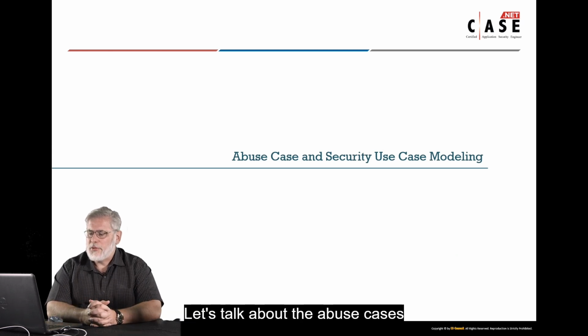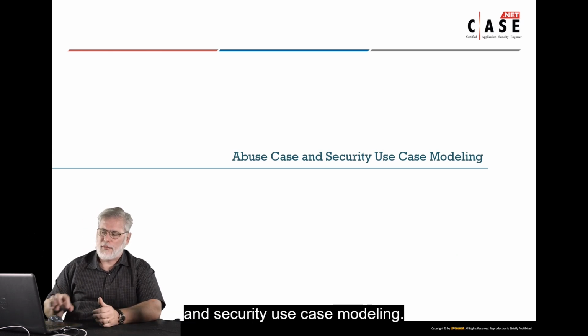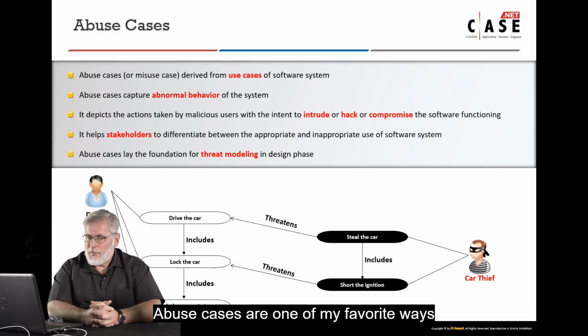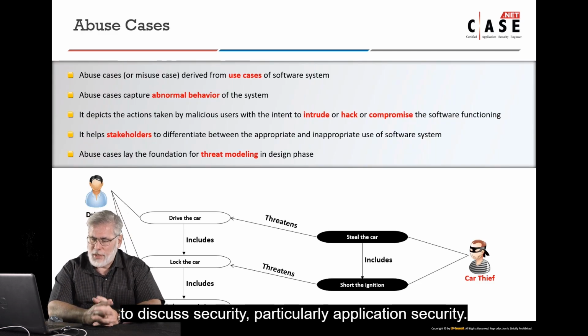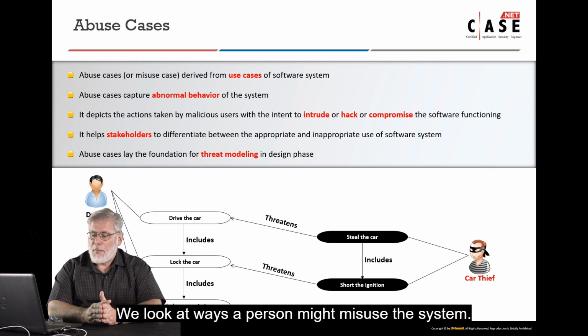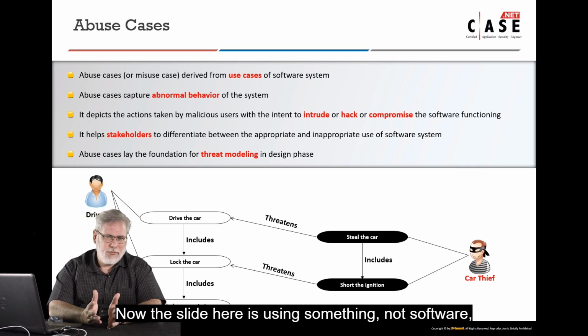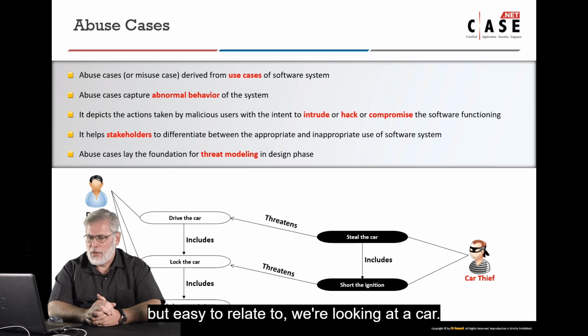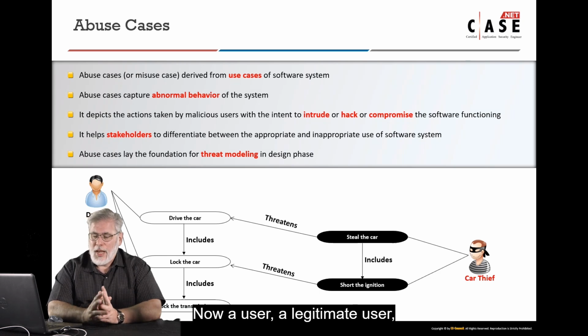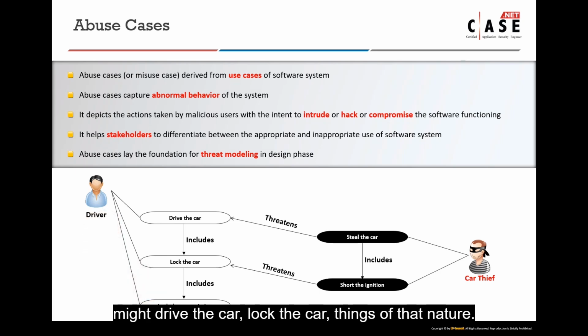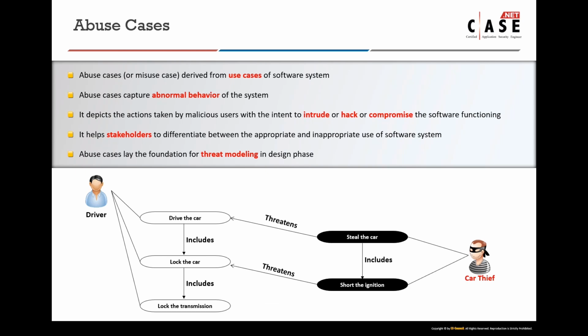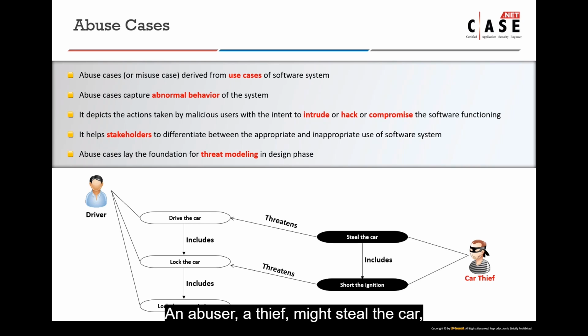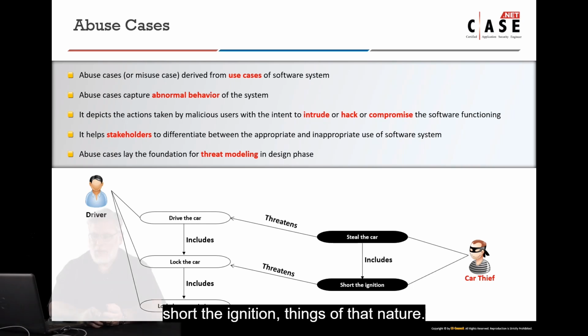Let's talk about the abuse cases and security use case modeling. Abuse cases are one of my favorite ways to discuss security, particularly application security. We look at ways a person might misuse the system. Now, the slide here is using something not software, but easy to relate to. We're looking at a car. Now, a user, a legitimate user, might drive the car, lock the car, things of that nature. An abuser, a thief, might steal the car, short the ignition, things of that nature.